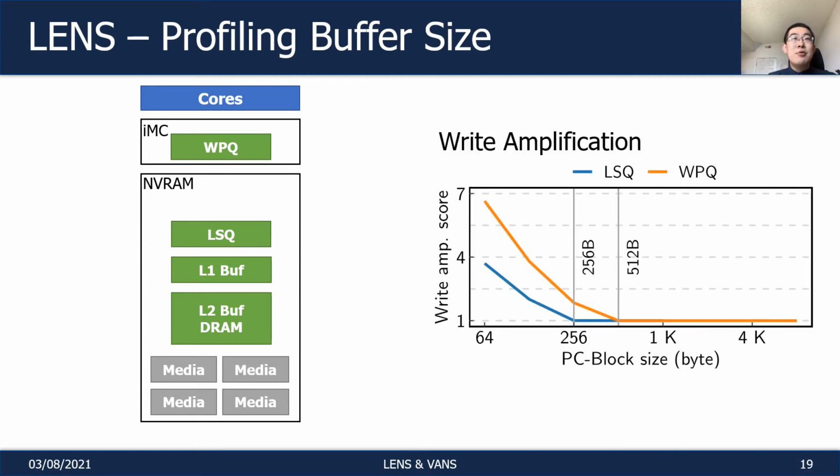Here we present the write amplification factor for the low store queue and write pending queue. The low store queue amplification drops to 1 with 256-byte block, which means it performs write combining that combines consecutive write accesses into one 256-byte request. This is to reduce the read-modify-write in the L1 buffer. The write pending queue amplification drops to 1 with 512-byte block, which means the write pending queue size is 512 byte, and one unfetched instruction flushes the entire write pending queue.